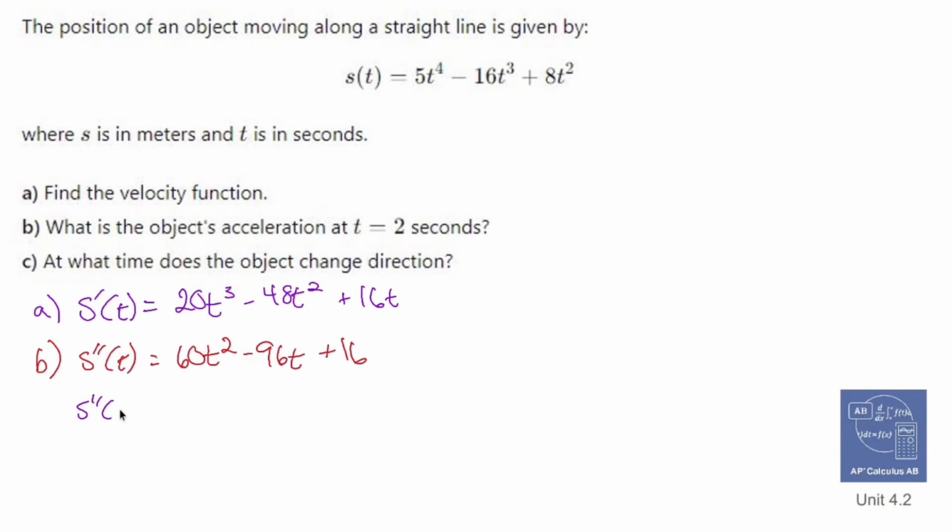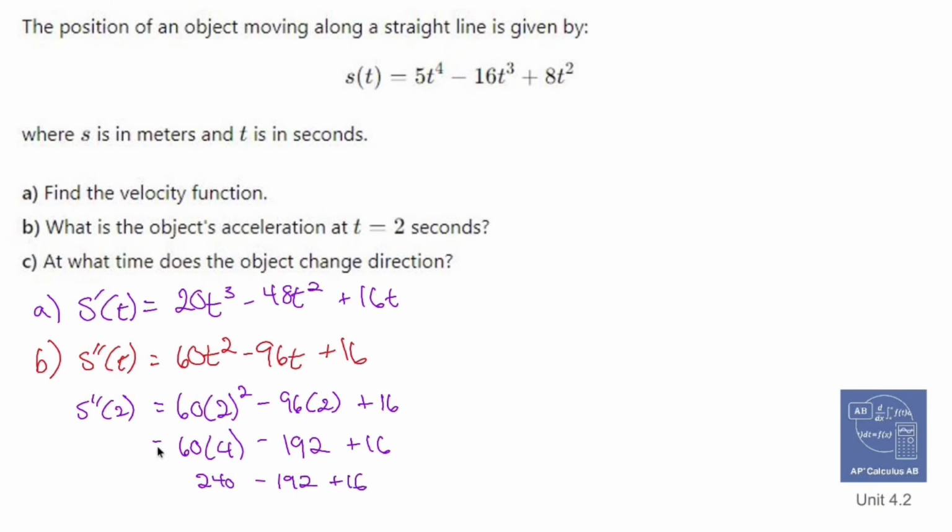So s double prime of 2 is going to equal 60 times 2 squared minus 96 times 2 plus 16, and we just have some ugly math. 60 times 4 minus 192 plus 16. 240 minus 192 plus 16 is going to be 64. Now, do I have any units? Seconds, meters. So this is going to be meters per second squared. Velocity would be meters per second. I didn't have to do that. But now I have meters per second squared.